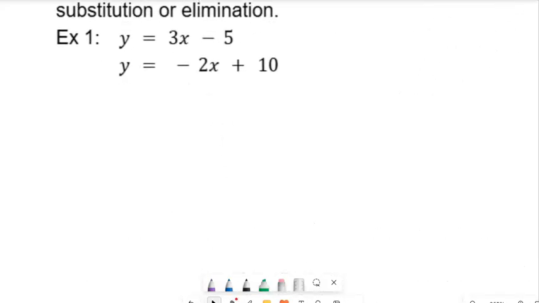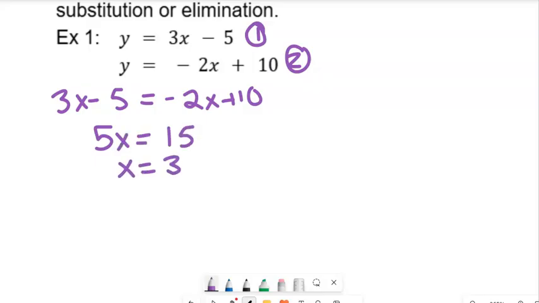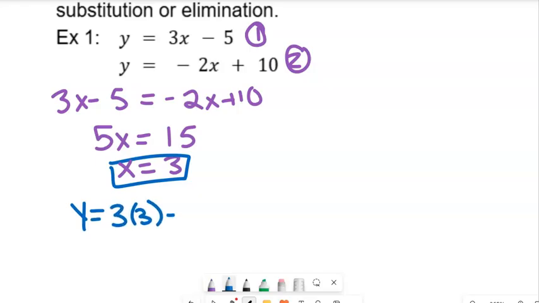So first, let's do substitution. I label my lines 1 and 2. I set them both equal to each other, set them both equal to y. So I have 3x minus 5 equals negative 2x plus 10. I'm going to rearrange and solve for x, and I find that x is 3. I take this answer and I plug it into 1 or 2. It doesn't matter. Even both is better so that I can verify my answer.